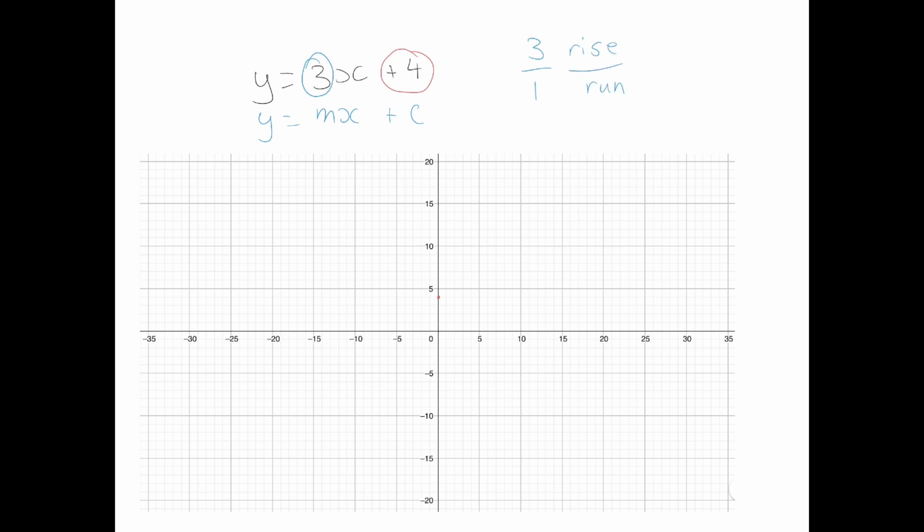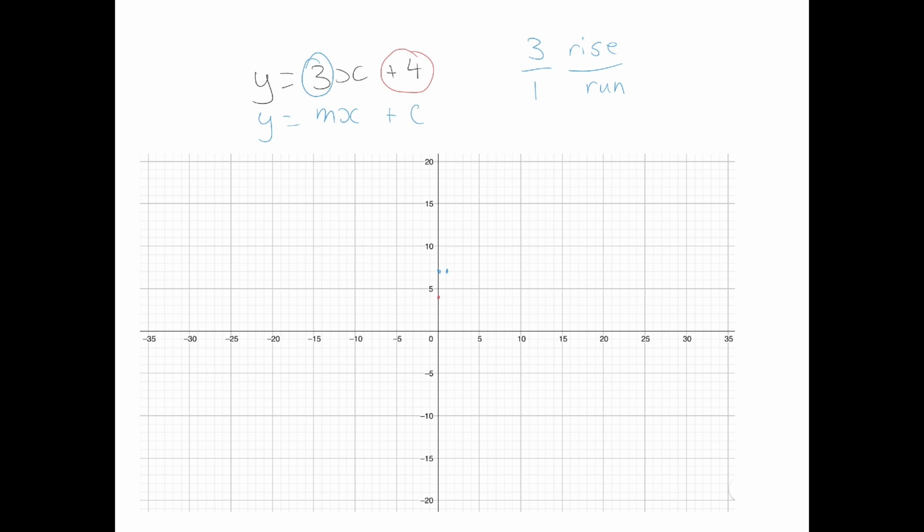From our first point, from our y-intercept, we are going to come up by 3. So 1, 2, 3 here. And we're going to run by 1, which is right there. That gives us our start point and our end point for our line.